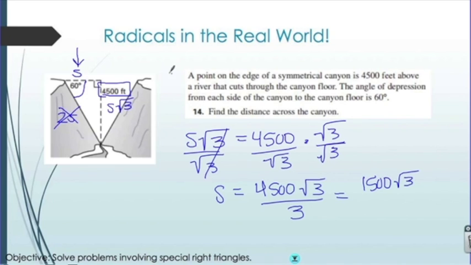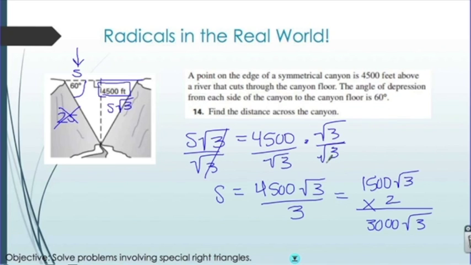Now that's the length of my short leg, but that's only half the distance across. So I need to double it to find the rest of the distance across. So it will be 3,000 times the square root of 3. Remember, the 2 cannot interact with the 3 because the 2 is a coefficient and the 3 is a radicand. Now, the canyon is 3,000 square root of 3 feet across. No, nobody likes that as an answer when we're talking about the real world.